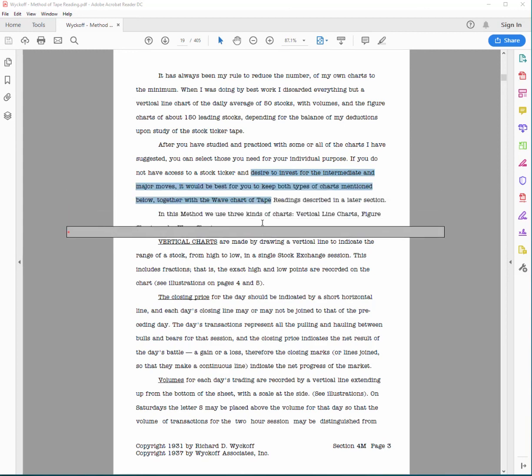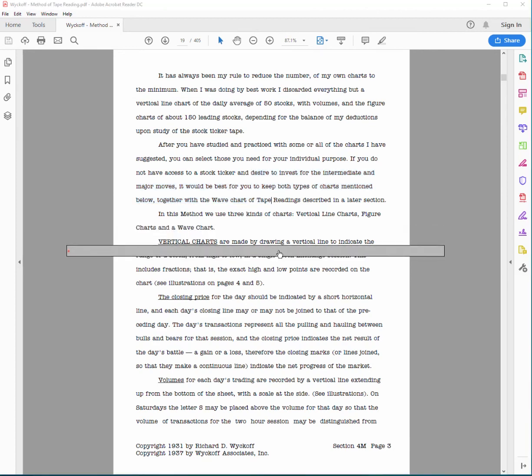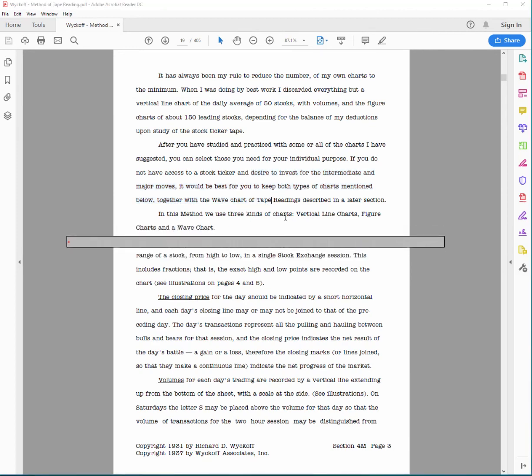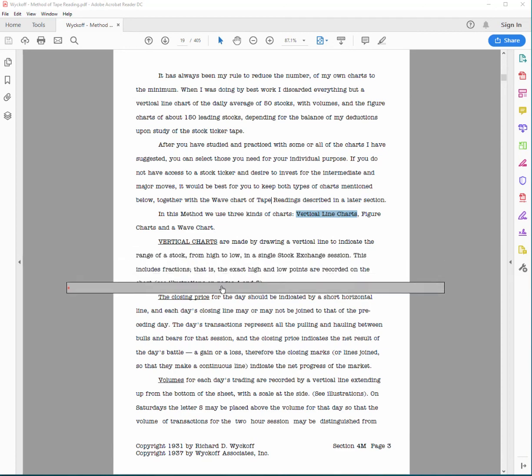In this method, we use 3 kinds of charts: vertical line, figure, and wave chart. Now I know this like the back of my hand. Using any volume or time, doesn't matter. Vertical chart, figure chart, and wave chart. So those are the 3. Vertical chart is a bar chart or a candle chart. It's really the same thing.